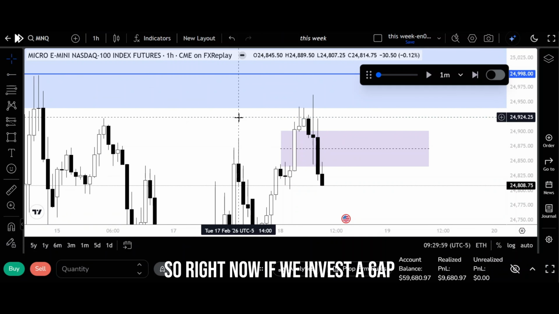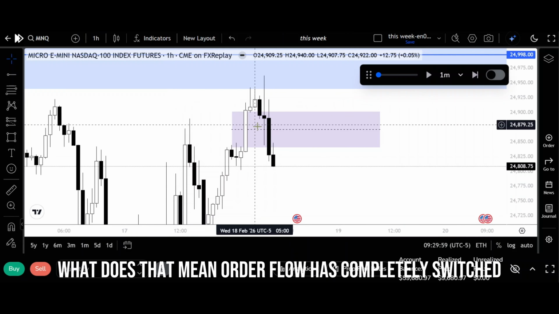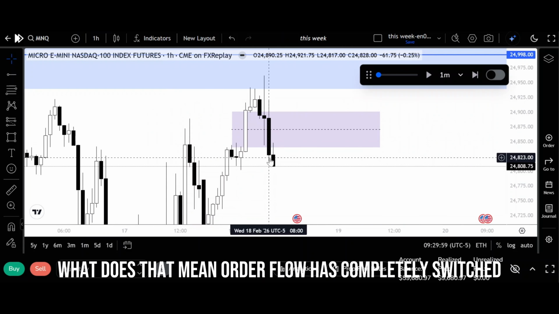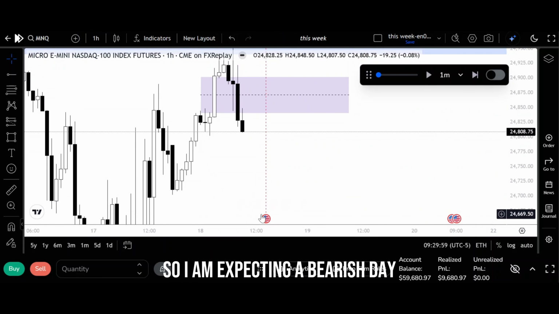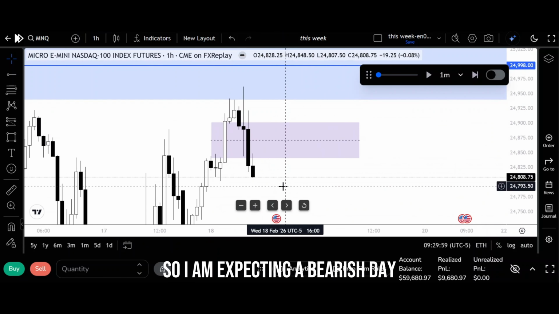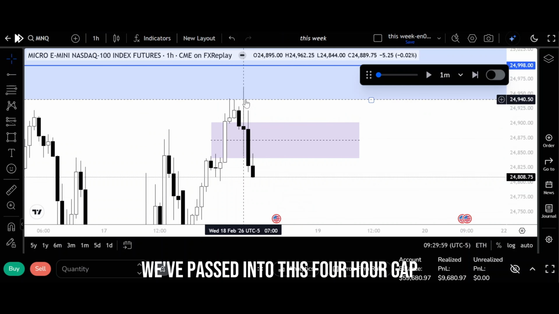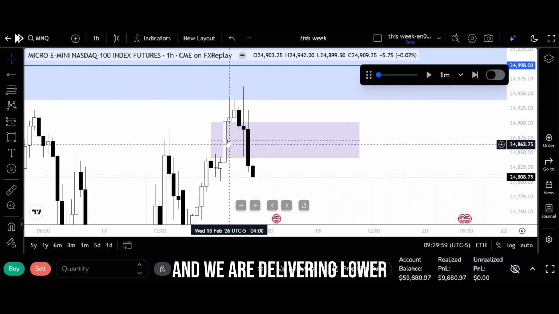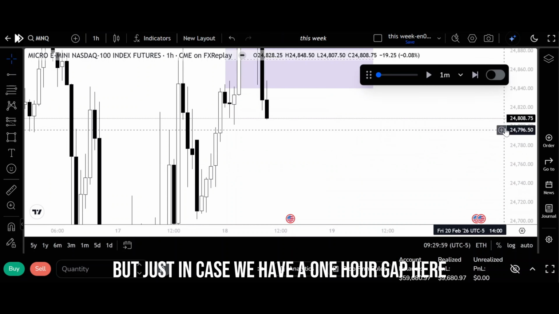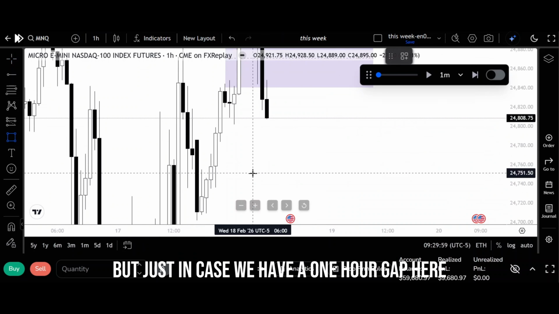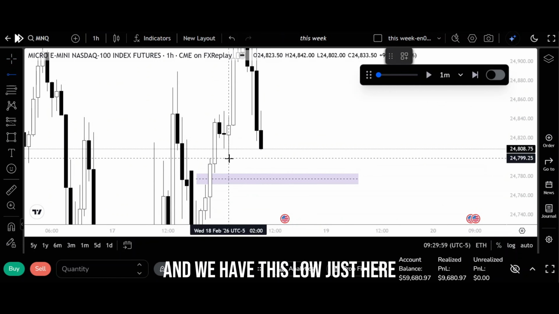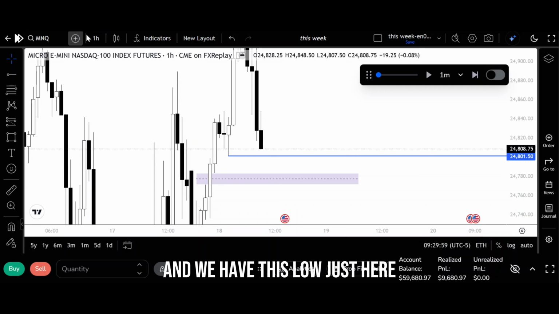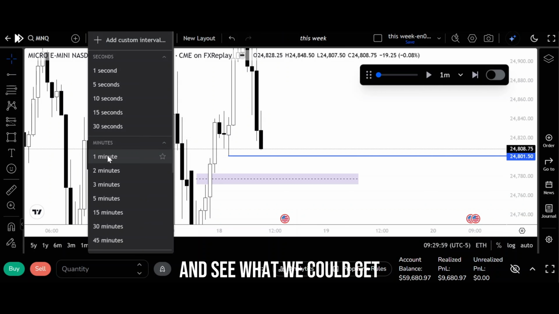So right now, if we invert a gap, what does that mean? Order flow has completely switched, right? So price will most likely deliver downwards. So I am expecting a bearish day, so I'd look for sells with past into this 4-hour gap. And we are delivering lower, plus we had a 1-hour inversion. But just in case, we have a 1-hour gap here, which we could get a trade from, and we have this low just here. Let's go on to the 1-minute chart and see what we could get.